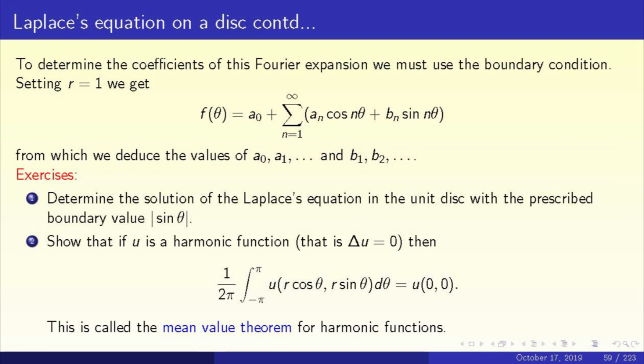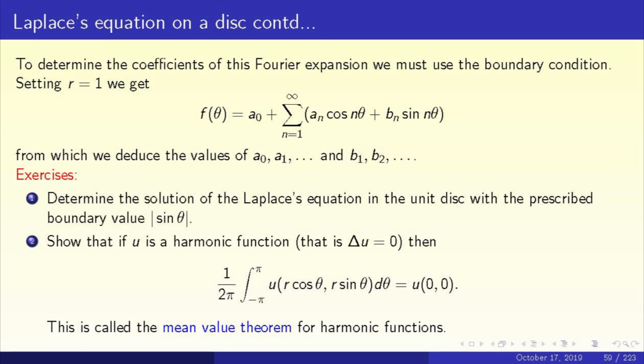Now the next exercise: show that if u is a harmonic function, that is, if u is a solution of Laplace's equation (the solutions of Laplace's equation are called harmonic functions), then the mean value of u along circles gives you the value at the center.